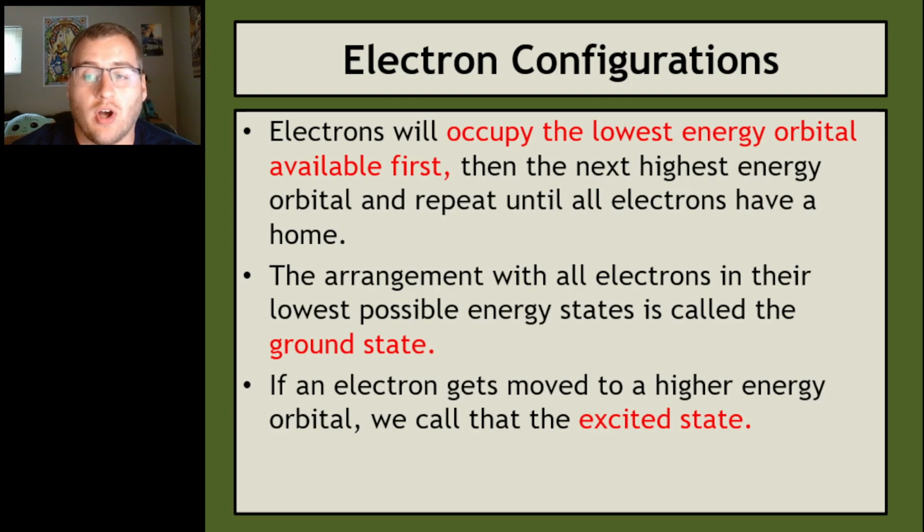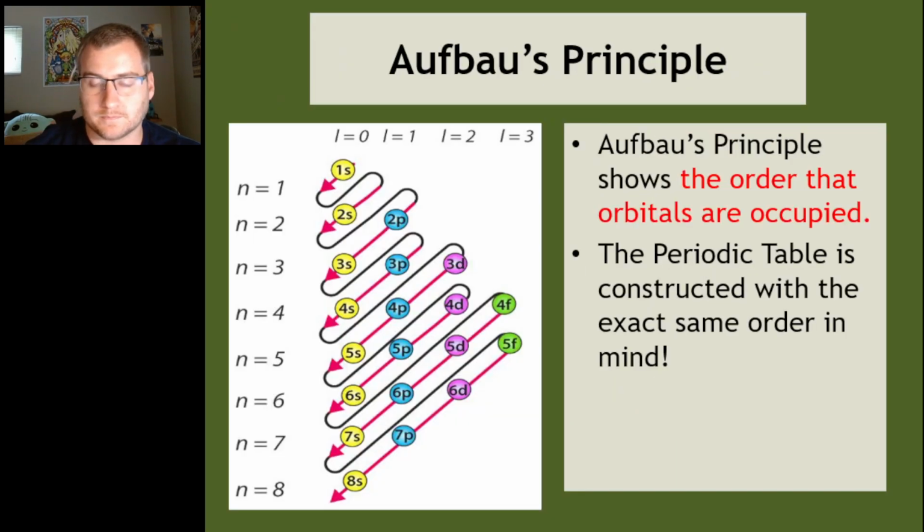The arrangement with all electrons in their lowest possible states is called the ground state. So if I have every electron in my atom, say I have 25 electrons, each of them is in the lowest state they can be in. We call that the ground state. Now, sometimes things happen to electrons. They get hit by a photon or they participate in a chemical reaction. Something happens, then they end up moving to a higher energy orbital. That's called an excited state. They get excited.